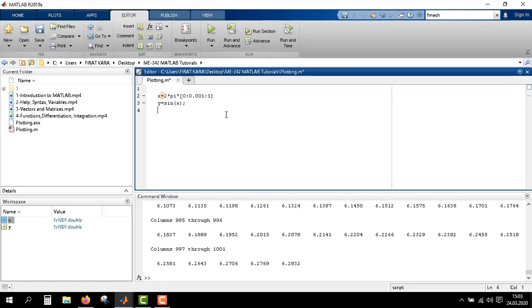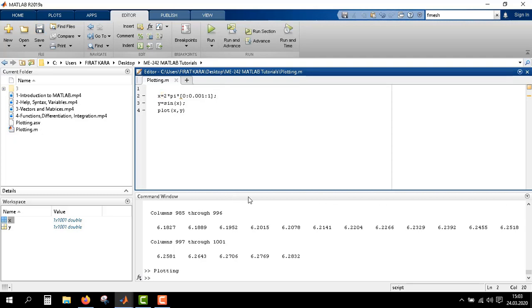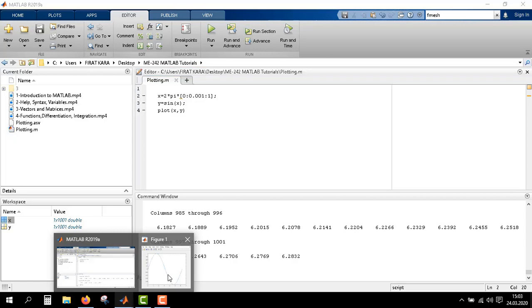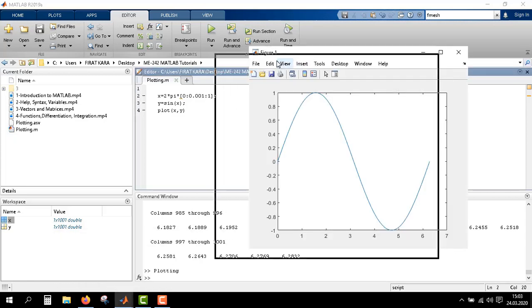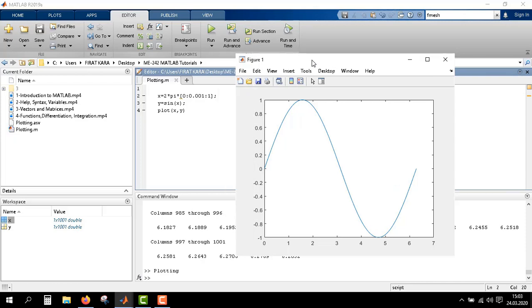Okay, now let's plot x and y. This means that we are going to plot y values with respect to x. Suppress that. Okay. Yes, MATLAB draws the graph for us.